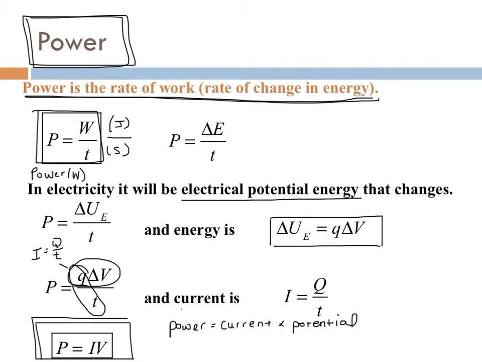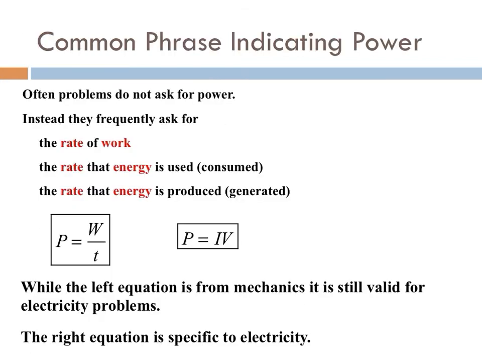Again, power, which is in watts, equals current, amps, times potential, volts. Now, normally in problems, you're not going to see them flat out say, calculate the power. Instead, they're going to ask you to calculate other things, like the rate of work done, the rate that energy is used or consumed, or the rate that energy is produced or generated. Any of these three ways, they're telling you to calculate power.